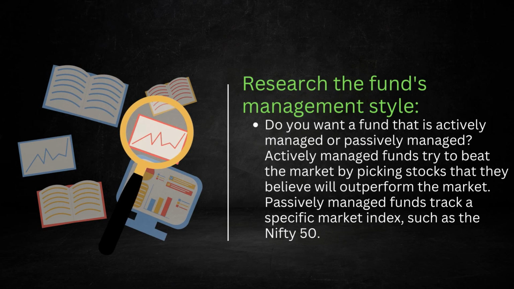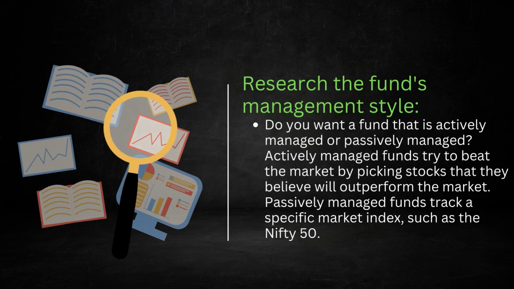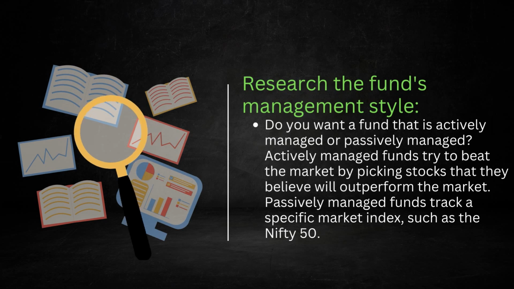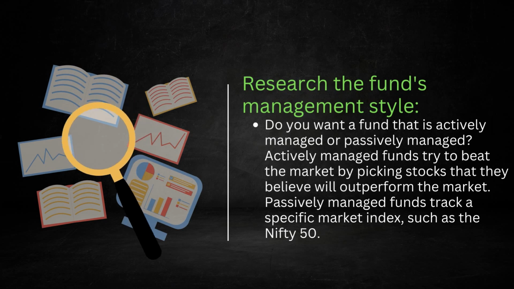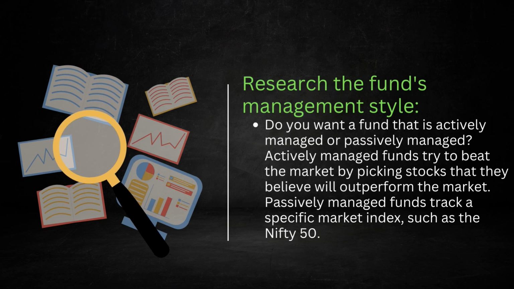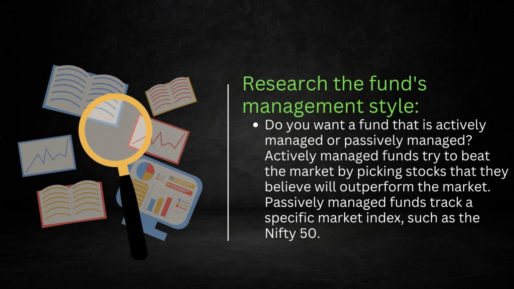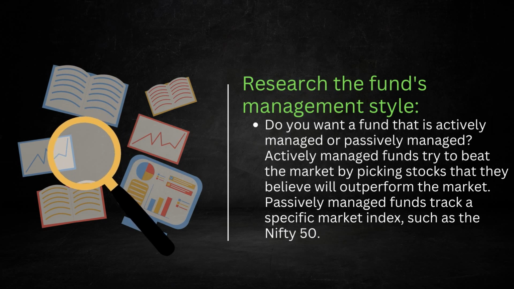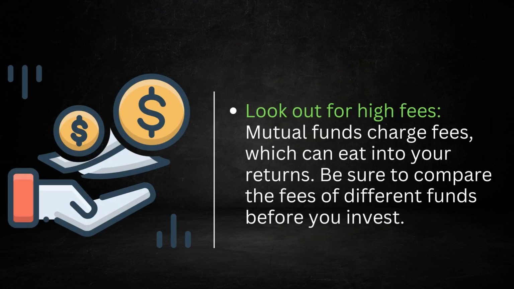So you have to be clear on whether you want a fund that is actively managed or passively managed. Basically, actively managed funds are the funds that try to beat the market by picking the stocks that they believe are going to outperform the market, and passively managed funds track a specific market index such as Nifty 50. And the third thing you have to look out for is high fees or high charging mutual funds.